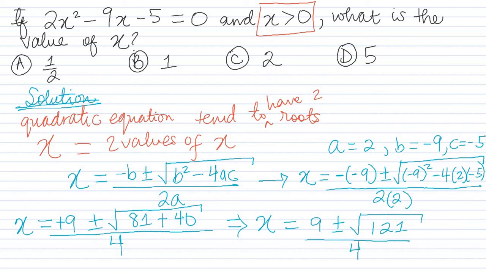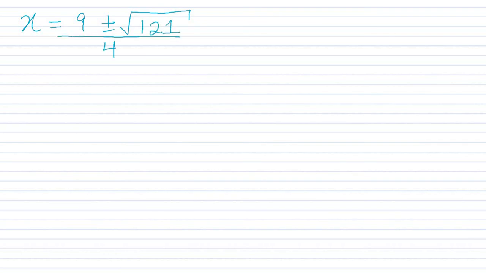So we're going to take this value of x into the next page, and we have that x equals 9 plus or minus the square root of 121 over 4. The square root of 121 is 11. So we're going to put that back in and substitute. Let me switch out the colors. x equals 9 plus or minus 11, divided by 4.